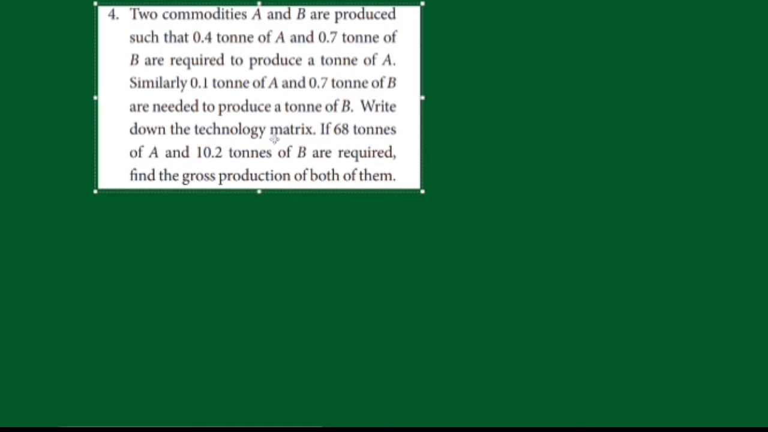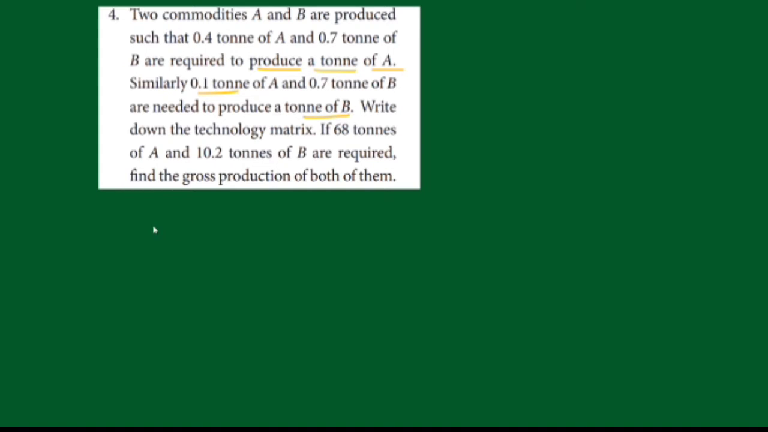Two commodities A and B are produced such that 0.4 ton of A and 0.07 ton of B are required to produce a ton of A. 0.04 ton of A and 0.0 ton of B are required to produce a ton of A, and 1.1 ton of A and 0.7 ton of B are needed to produce a ton of B.